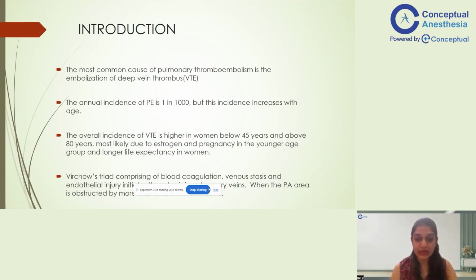And if pulmonary embolism does not happen because of the embolization of deep vein thrombosis, and it happens because of an internal abnormality inside the pulmonary circulation, then that happens because of Virchow's triad, which comprises blood coagulation, venous stasis, and endothelial injury, which initiates a thrombosis. Now, whenever the pulmonary arterial area gets obstructed by more than 50%, you call it pulmonary embolism.